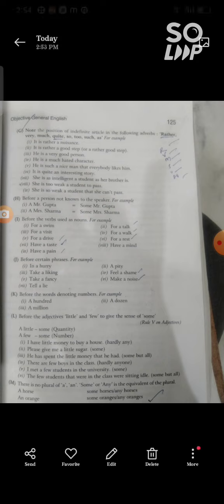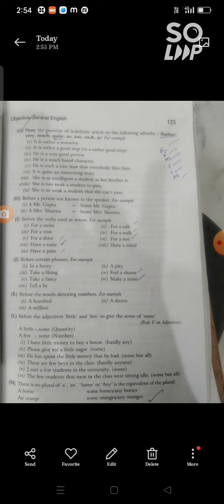Remember this important rule. It is rather a nuisance. It is rather a good step. He is a very good person. He is a much hated character. He is such a nice man that everybody likes him. It's quite an interesting story. Now, when these words appear in sentences, definitely we use indefinite articles. Next, an important rule here.